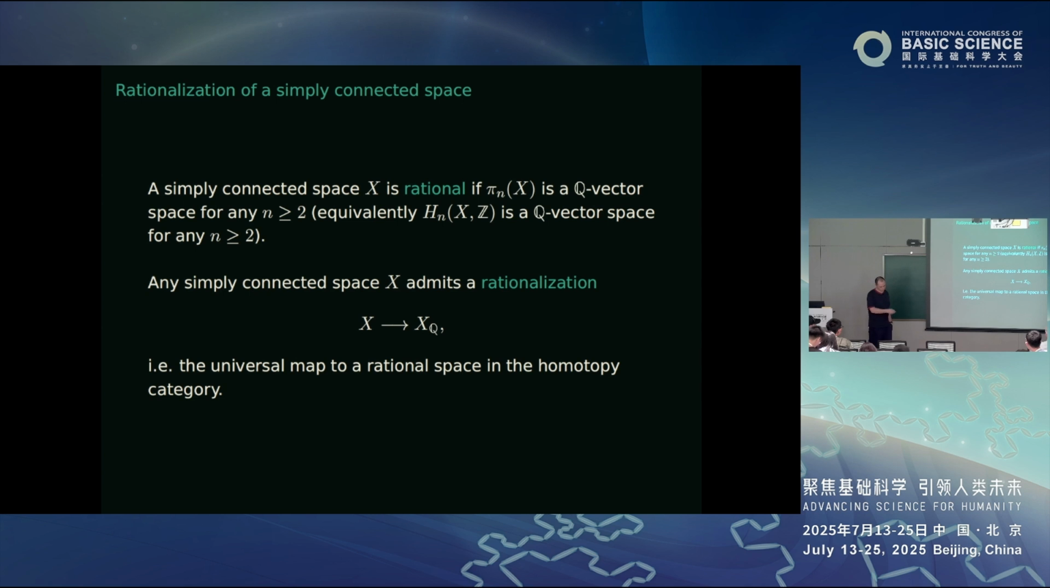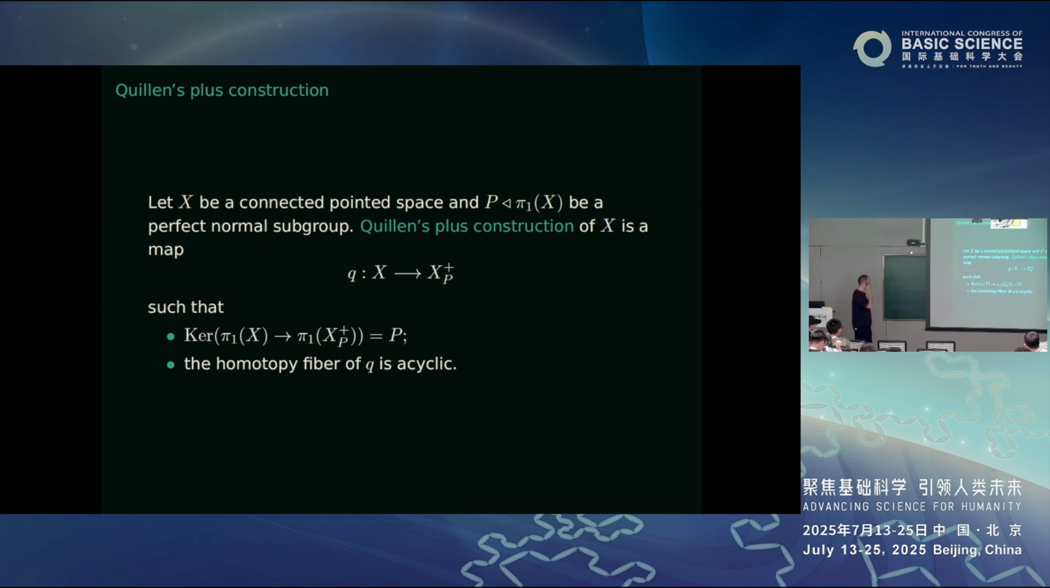So yes, you can say that the homotopy category of simply connected rational spaces is reflective inside the homotopy category of all simply connected spaces. Okay. Another thing that I wanted to remind you is the notion of the equivalence plus construction.